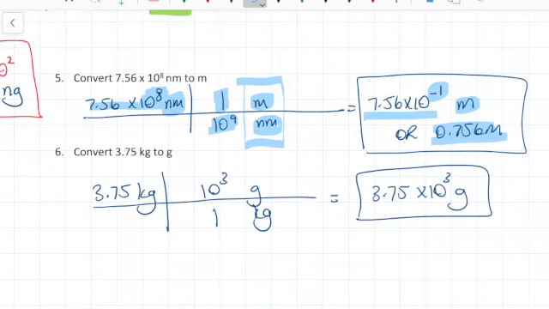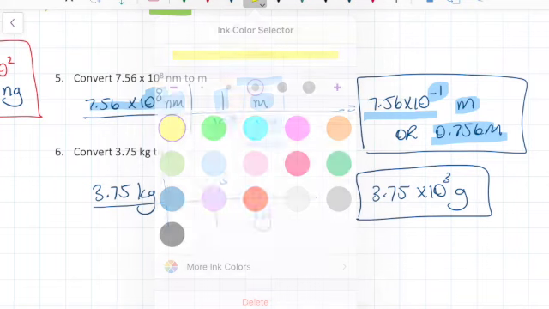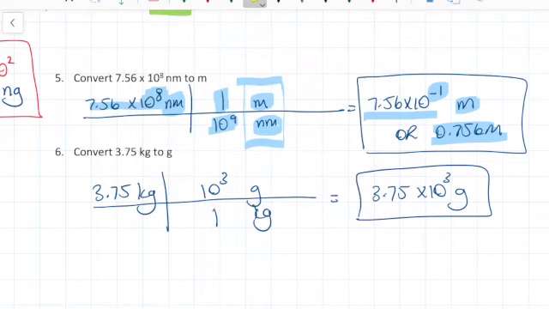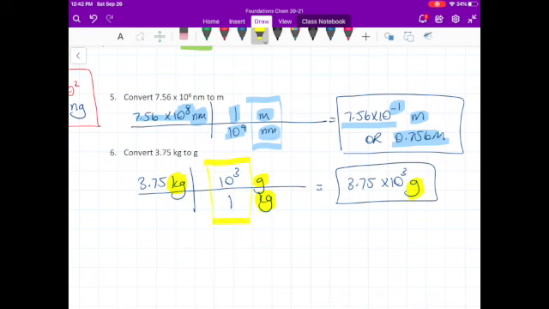Then the second problem was a whole lot easier. You probably were able to do this one in your head. In this one, you were given kilograms, so you put kilograms down here. You were headed to grams, so you put grams there. Your conversion factor, you know that a kilogram is bigger than a gram, so the kilogram got the 1. Kilo means 1,000, so it takes 1,000 grams to make 1 kilogram.